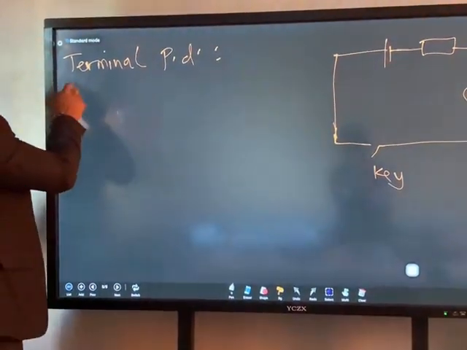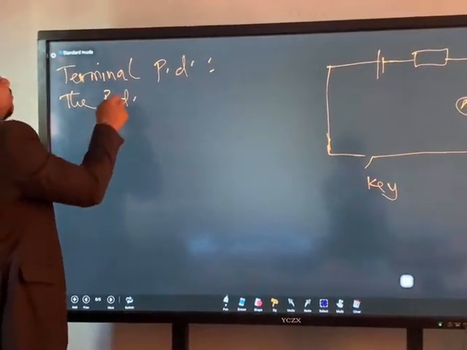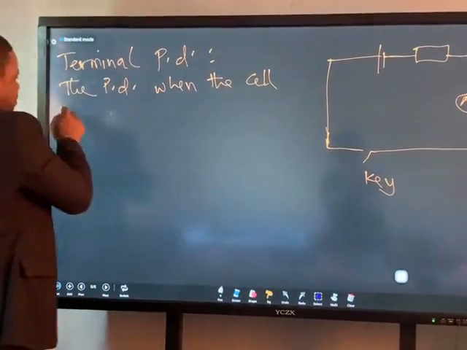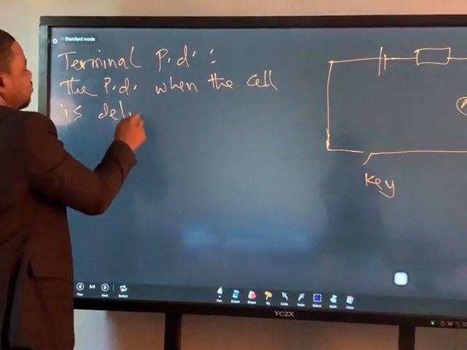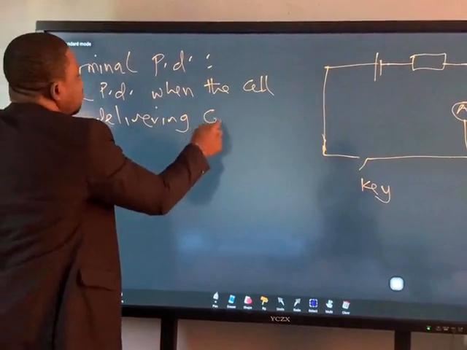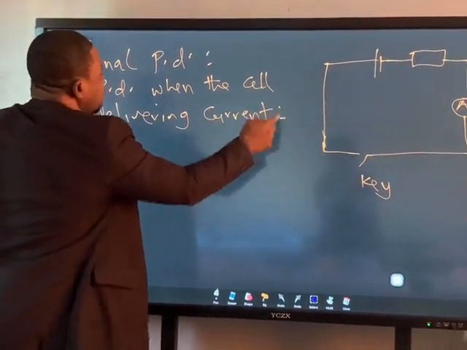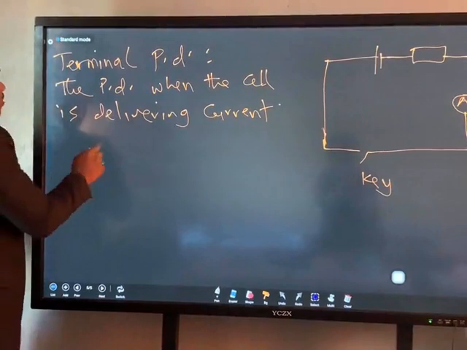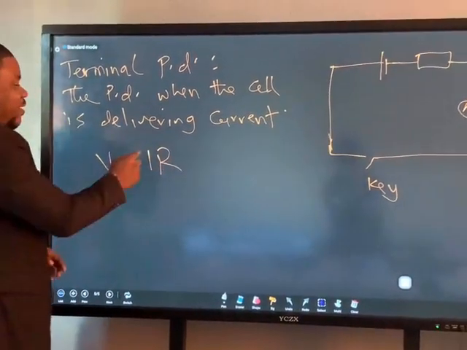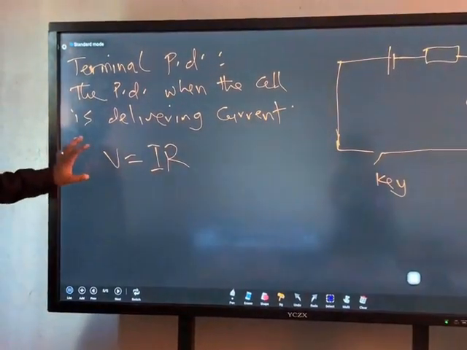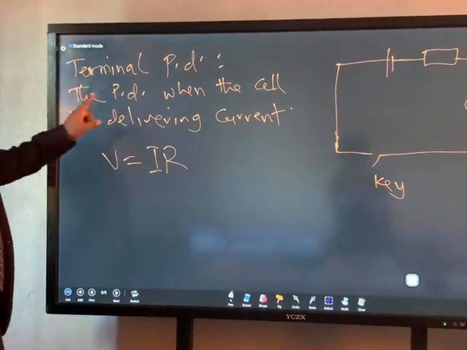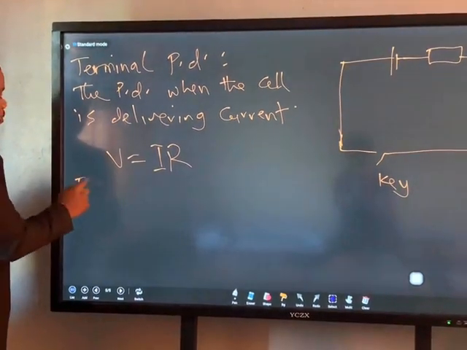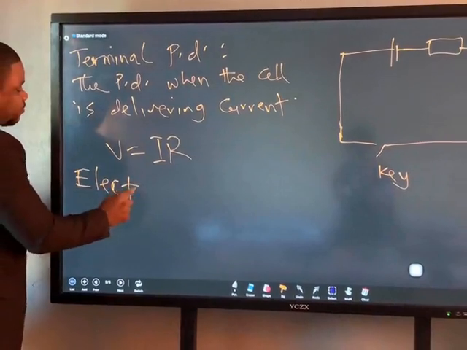This is the potential difference when the cell or the circuit is delivering current. And I'll show you soon that this particular V is equal to IR. I'll show you this when I explain Ohm's law. Terminal potential difference is the potential difference when the cell is delivering current.